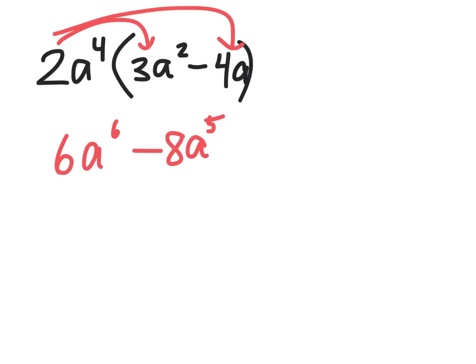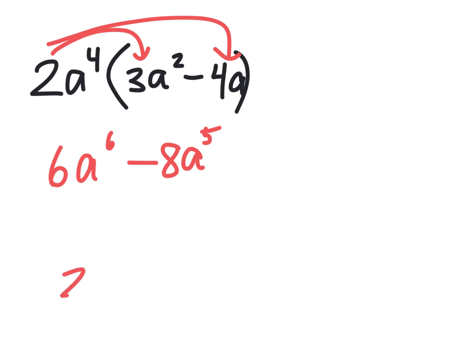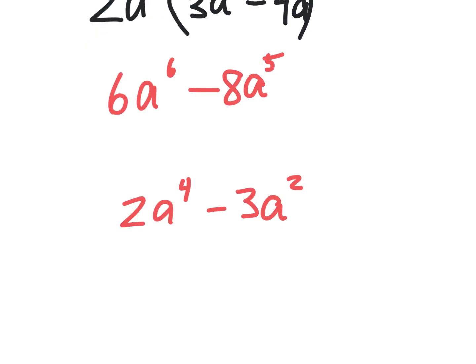All right. Now, what about the kind where you're adding them? It's different. It's totally different. Notice I'm going to use similar things. 2a to the 4th minus 3a squared. Can you even subtract those? No, you can't. Why not? Because the degrees are the same. Yeah, the degrees are different.